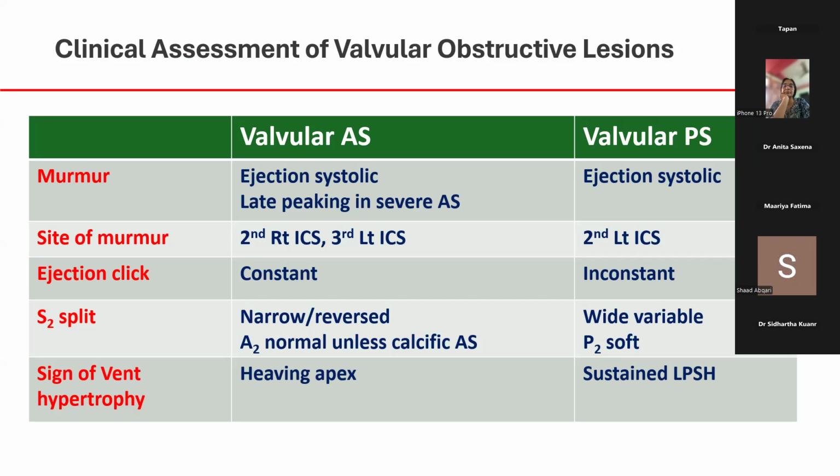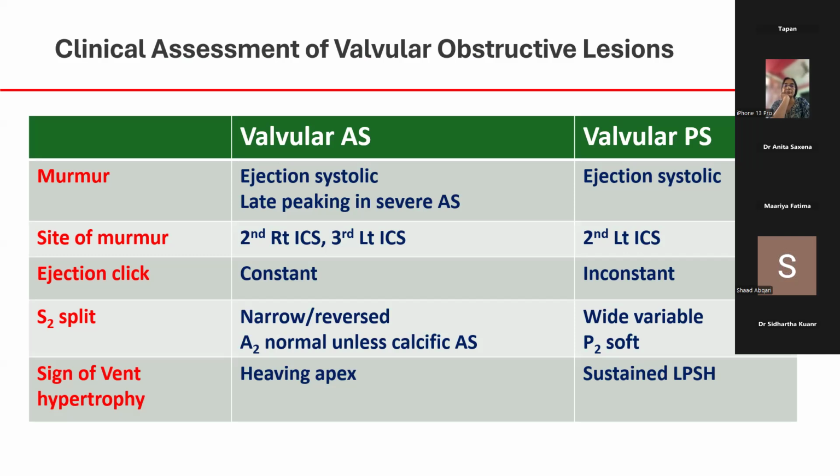Then the site of the murmur is often in the second right intercostal space for valvular AS, but it could also be in the third left intercostal space, which is also called the second aortic area. And in pulmonary stenosis, it is expected to be in the second left intercostal space.